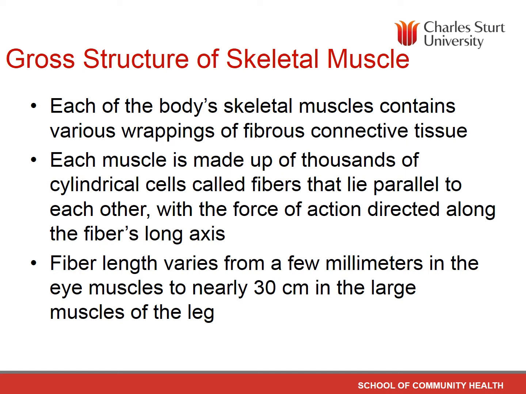Now, each of the body's skeletal muscles contain various layers of wrappings of fibrous connective tissue. And remember that each muscle is made up of thousands of cylindrical cells called muscle fibers that lie parallel to each other, and the force of action is directed along the fiber's long axis. Now, during development, these were individual immature cells called myocytes, and they've fused to form myofibers, or skeletal muscle fibers. So they're multinucleated. They've many nuclei that lie along the length of the muscle membrane.